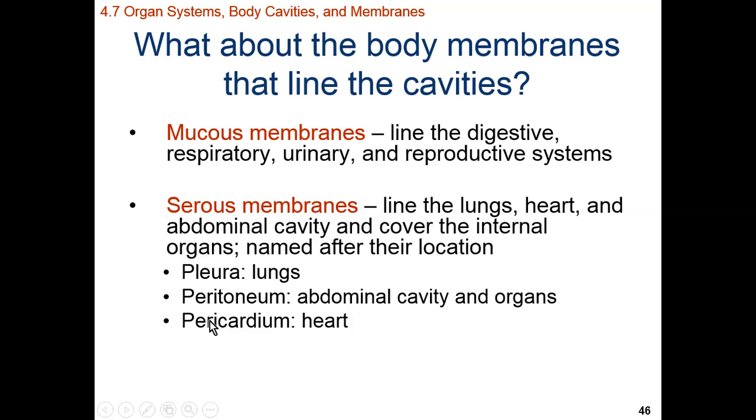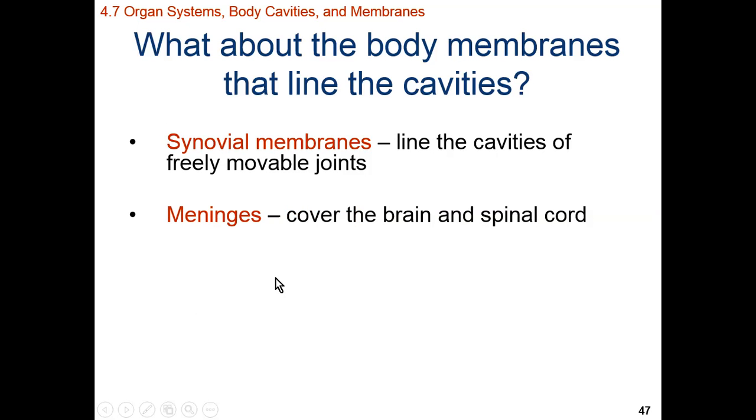Peri means around the perimeter. Pericardium is a membrane that goes around the perimeter of the heart, but doesn't contain the heart directly. That's a separate cavity known as the mediastinum cavity. The peritoneal cavity refers to the abdominal pelvic cavity, and then the pleural cavity contains the lungs.